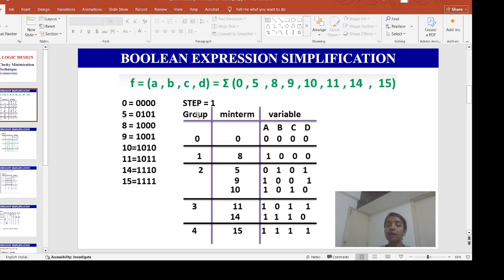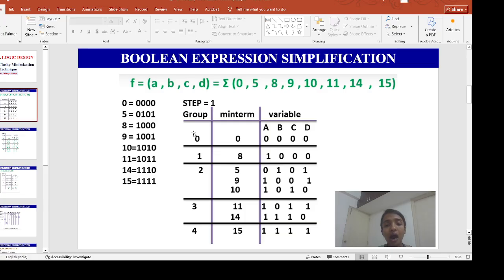Then second, we have to make a table, and from here our step 1 starts. This table should have 3 columns. The first column we have to name as group. The second column we have to name as min term. The third column we have to name as variable. Since it is a 4 variable function, we can simply write A, B, C, D.